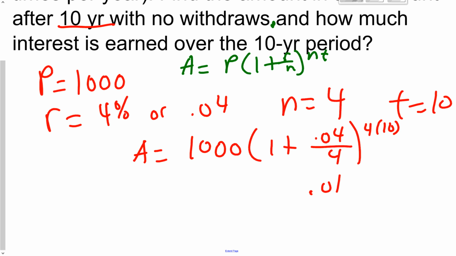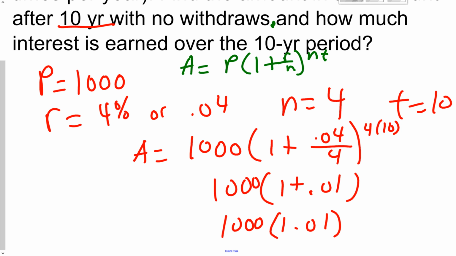So this is 0.01. 1 plus that is 1.01. I'm not going to times by 1,000 yet because I've got to do parentheses first. And then I go to exponents, which I can do 4 times 10, which is 40.